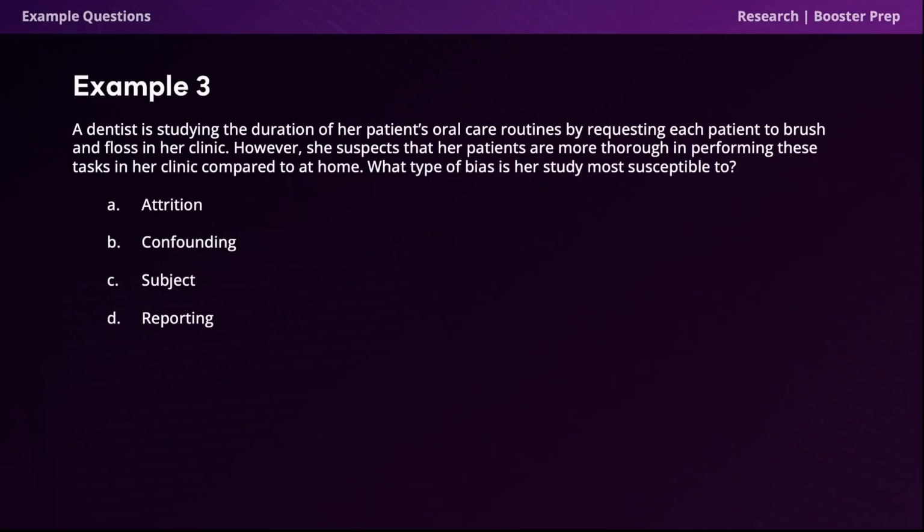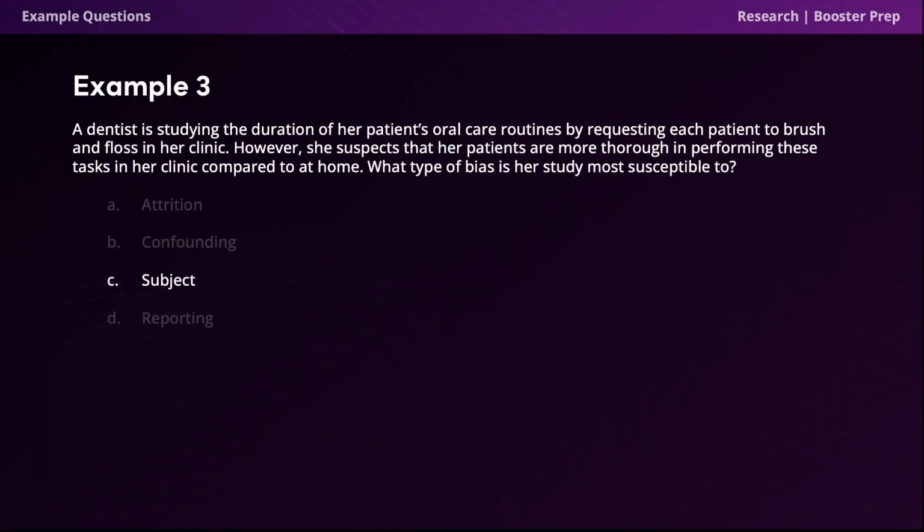And last, we have question number 3. A dentist is studying the duration of her patient's oral care routines by requesting each patient to brush and floss in her clinic. However, she suspects that her patients are more thorough in performing these tasks in her clinic compared to at home. What type of bias is her study most susceptible to? We have option A, attrition, B, confounding, C, subject, and D, reporting. And the correct answer for this question is option C, subject bias.